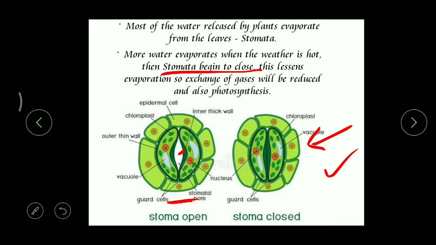Then automatically, see, the rate of photosynthesis, all these things will be what? Will be decreased. Got it? So in this way, this stomata plays a very important role in the process, like exchange of gases, then the rate of transpiration, all these things, right?